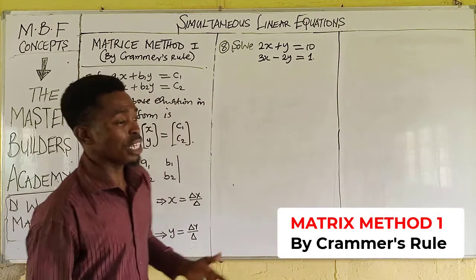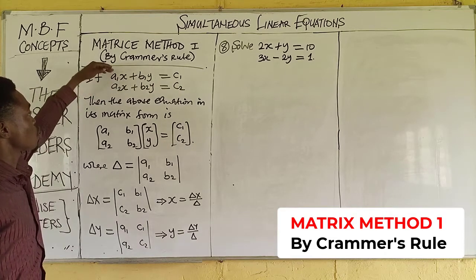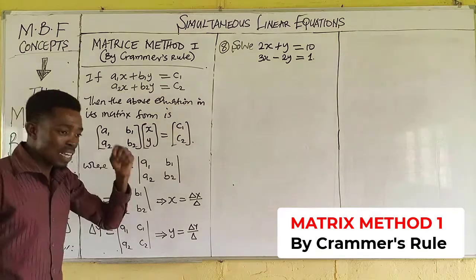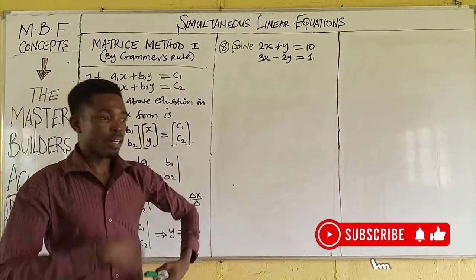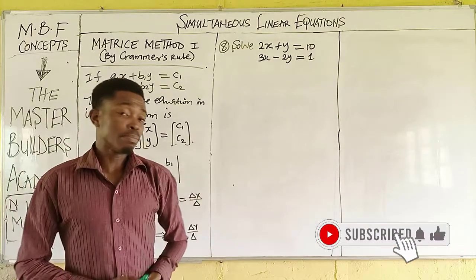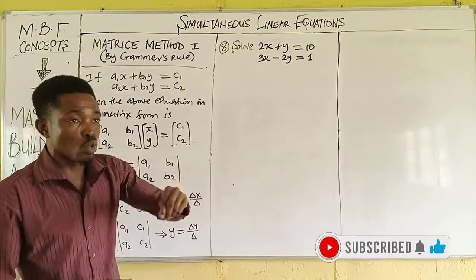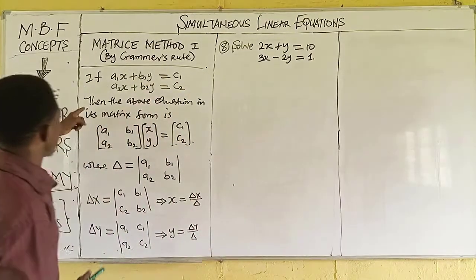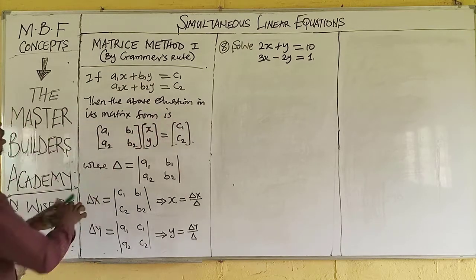Okay, now how is this done? If, for instance, we are asked to solve 2 equations, this is the first equation 1, and this is the second equation 2. The first thing you must do is to put them in matrix form. And how do you rewrite equations in matrix form? All you need to do is to get the coefficients of the variables first.